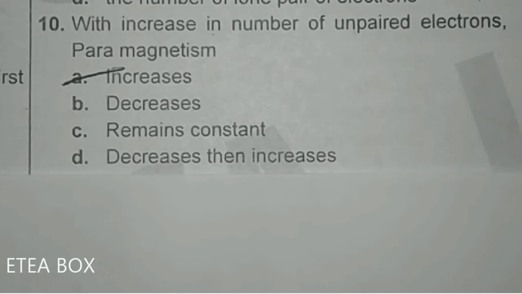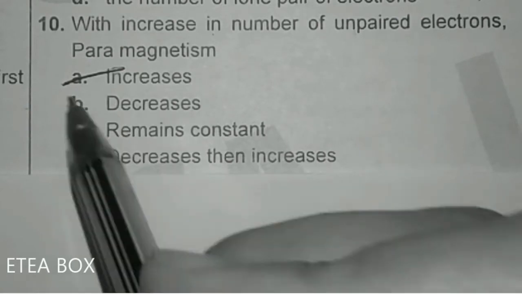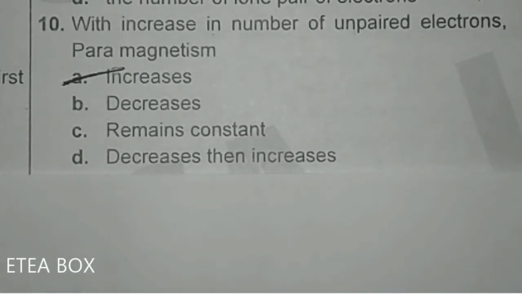With the increase in the number of unpaired electrons, paramagnetism increases. Option A is correct. When we increase the unpaired electrons, we are increasing the number of tiny magnets, because electrons serve as tiny magnets. That's why the paramagnetism will also increase.